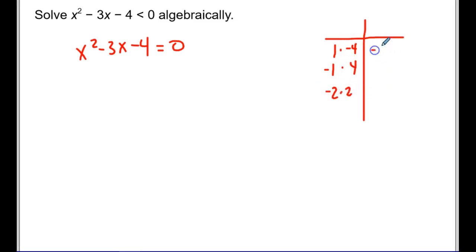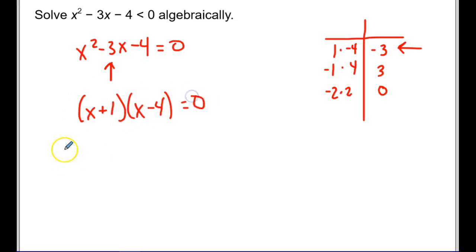So now let's add these together. I've got negative 3, positive 3, and then 0. My middle term, my b term, was a negative 3, so this is what I'm going to be using. So now I have x plus 1 times x minus 4 equals 0. And then I use my zero product property. So x equals negative 1 or x equals 4.